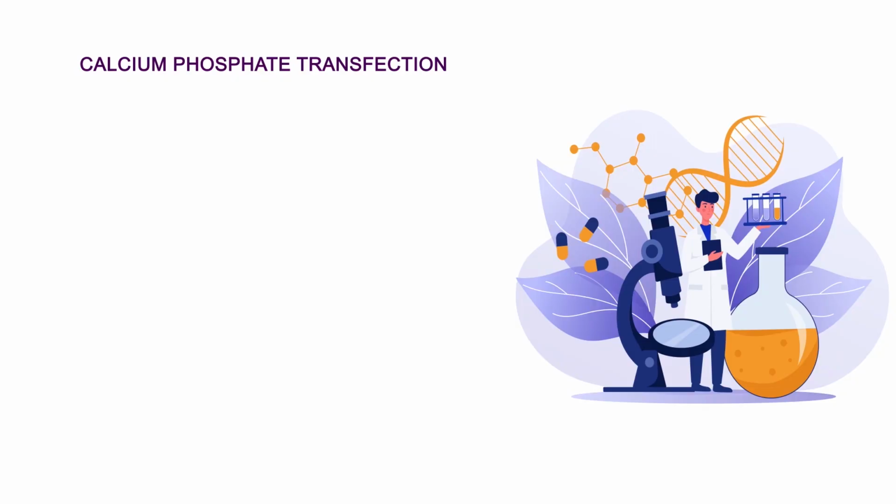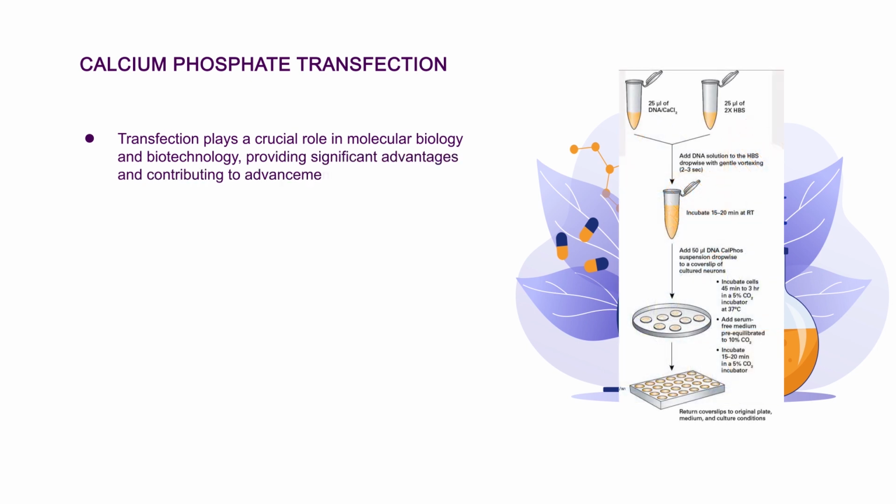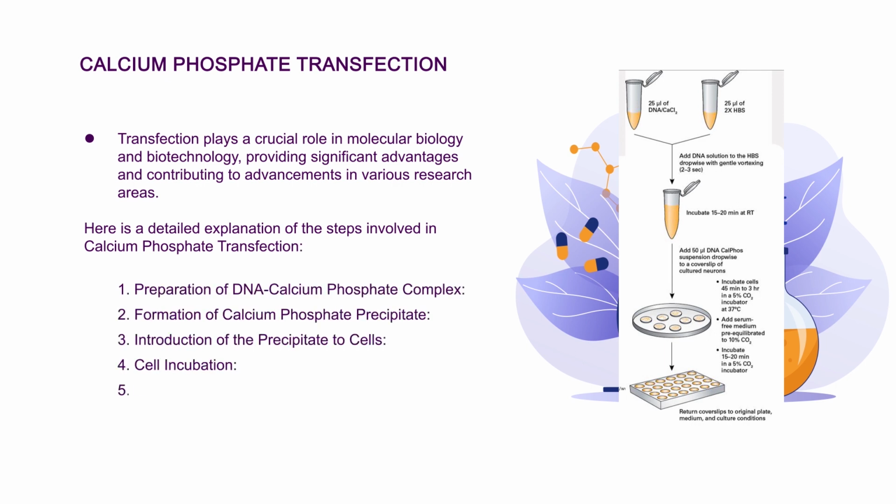Let us understand the process involved in these different methods. The first method is known as the calcium phosphate transfection method, and the steps are as follows. Here the calcium chloride and phosphate combine with the DNA of interest, forming a calcium phosphate precipitate that adheres to the cell surface, which is then taken up by cells through endocytosis. Once it goes inside the cells, DNA is released and transported into the nucleus.